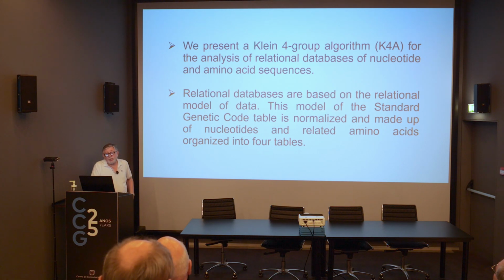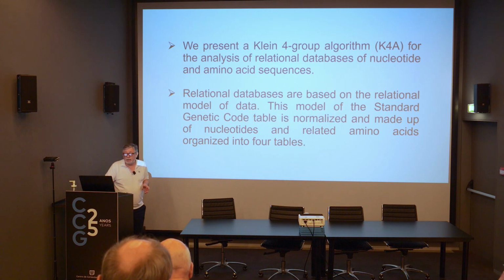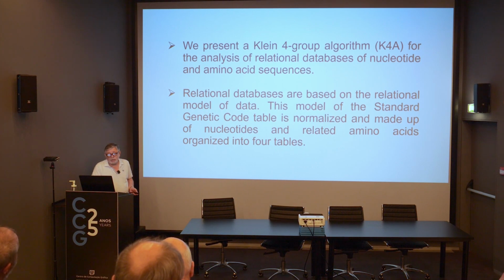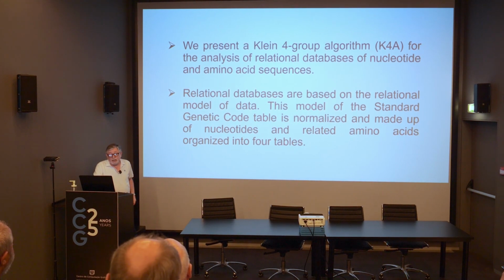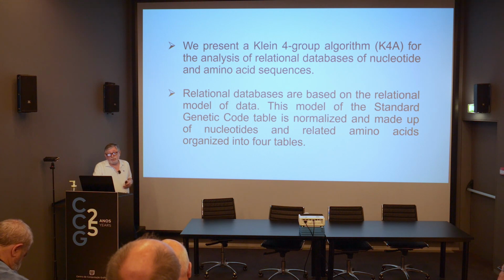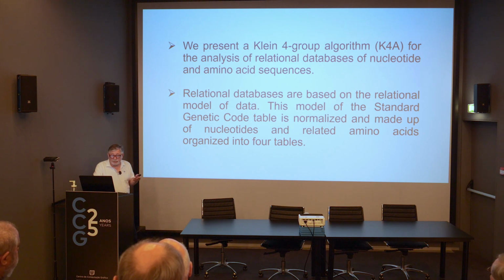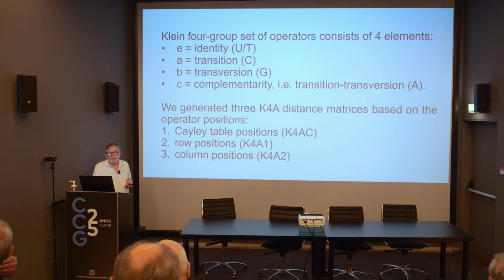We will show how it works for a Klein 4 group algorithm, which may be used in the analysis of relational databases of nucleotide or amino acid sequences. Such databases are based on the relational model of data, and we recently showed that the standard genetic code table can be represented by that model.